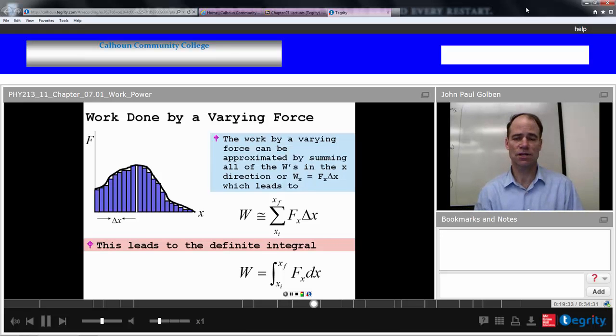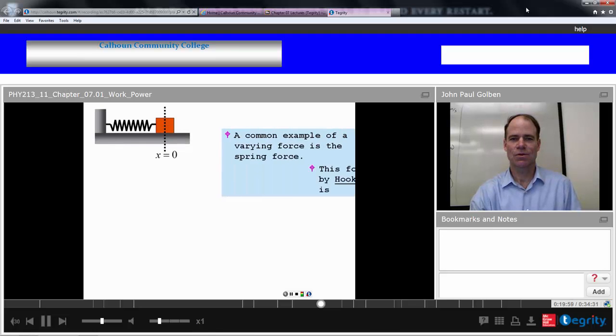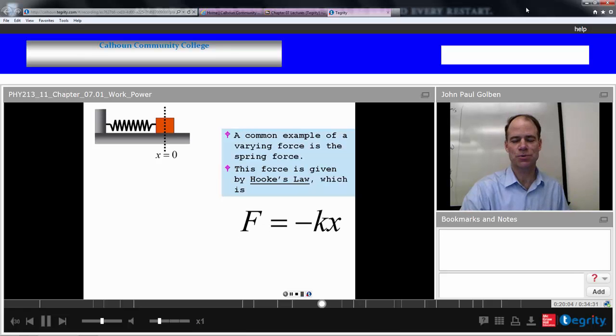So the work is going to be the definite integral of your function of force x dx from your initial to final x value. And dx is your infinitesimal interval of displacement. So we just have to integrate the force over dx to get the work done by that force. We need ourselves a varying force, and a good varying force is the spring.